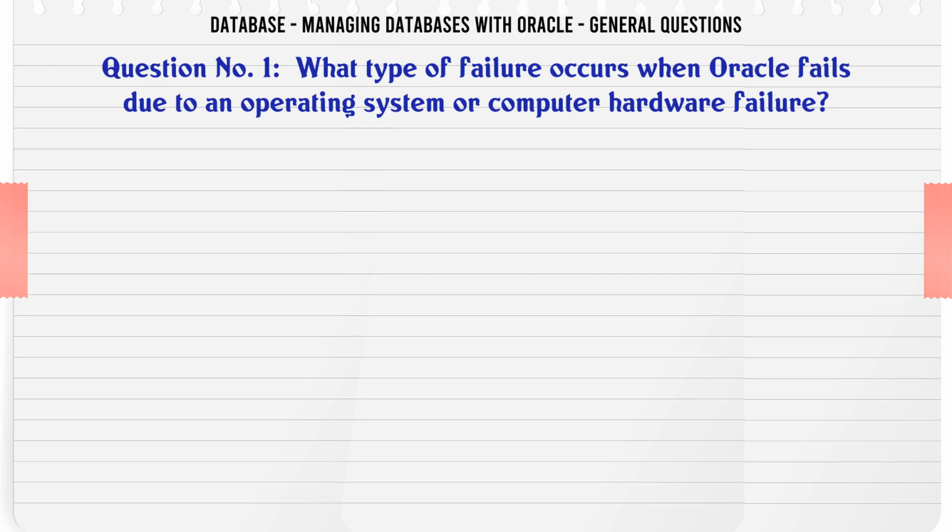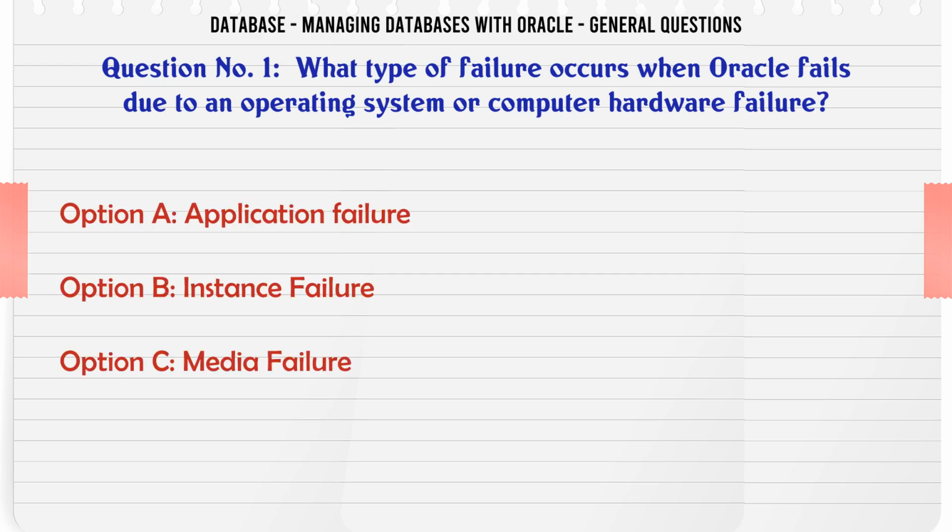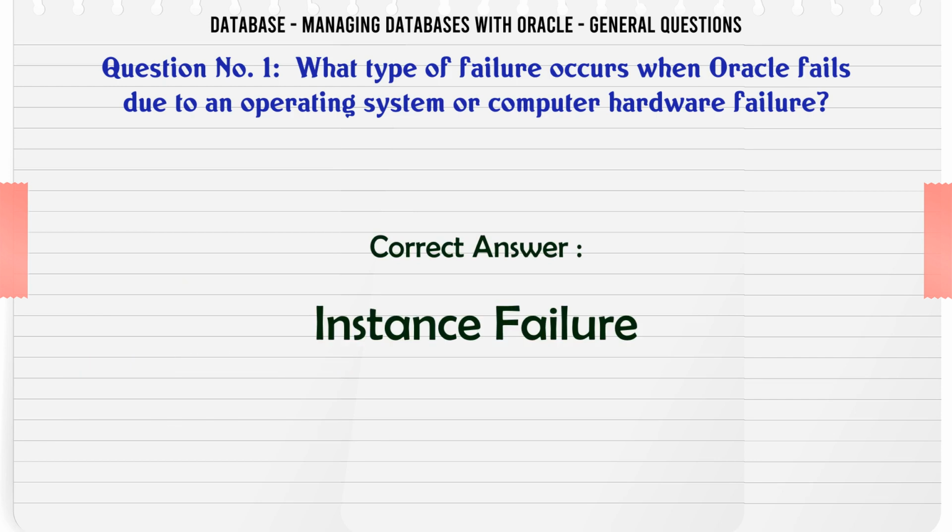What type of failure occurs when Oracle fails due to an operating system or computer hardware failure? A. Application failure. B. Instance failure. C. Media failure. D. Rollback failure. The correct answer is instance failure.